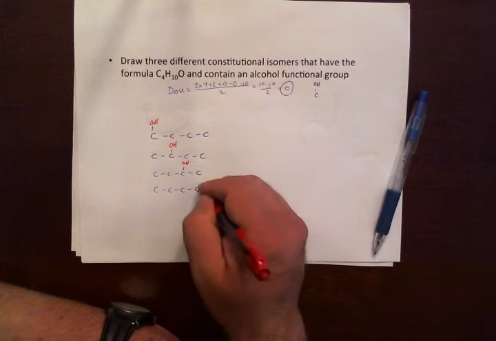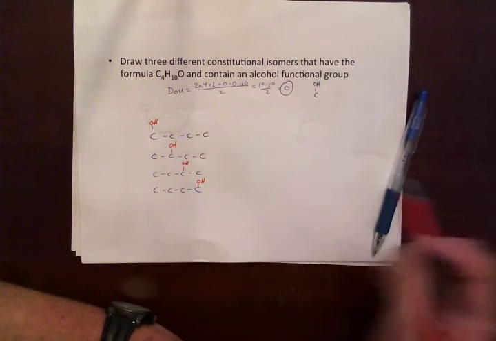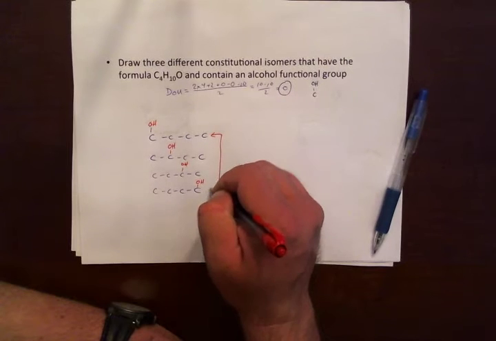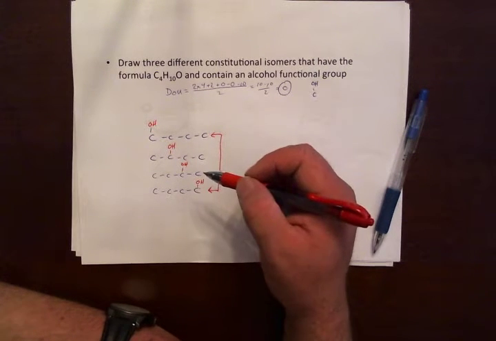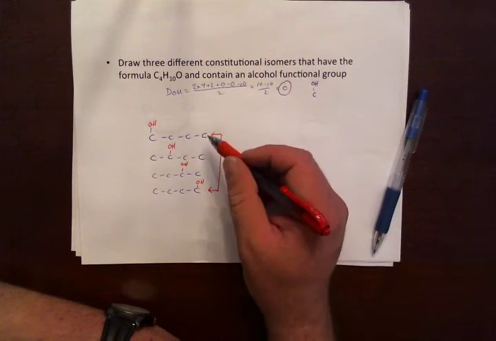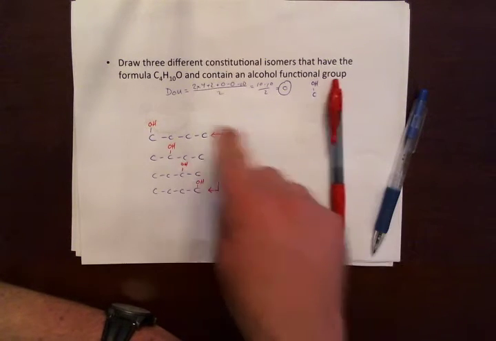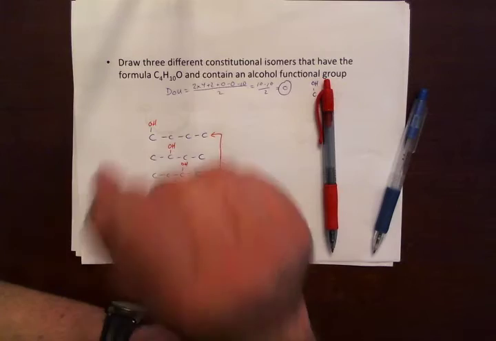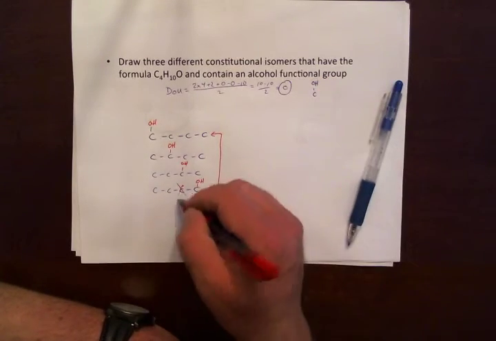Okay, the only problem is, if you notice, these two, you could say, oh, well, those are the 4, right? We only need 3, so we're good. The problem is these two are the exact same molecule. If you just take this one and flip it over, it's that one. So they're the same molecule, so we don't need that one.